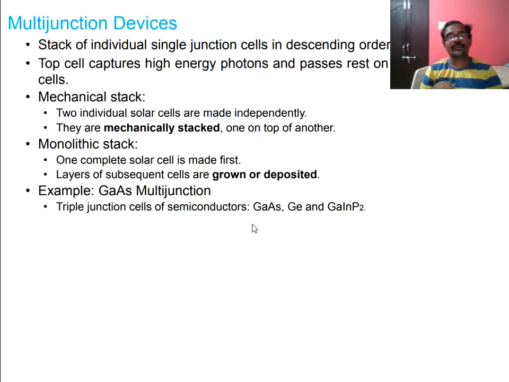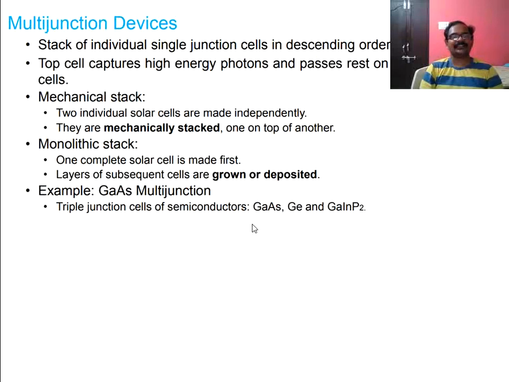And there are two ways to manufacture these multi-junction devices. It is generally nothing but stacking. Stacking means stacking the individual single junction solar cells in descending order of band gap. There are two ways of manufacturing these stacks. The first one is a mechanical way, the second one is a monolithic way. The first one is the mechanical stack. How will we make it?